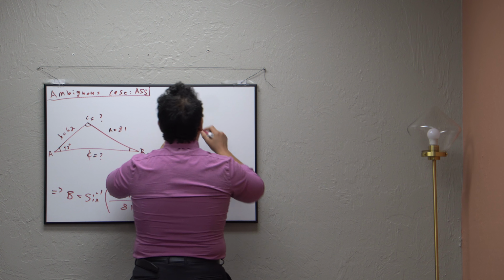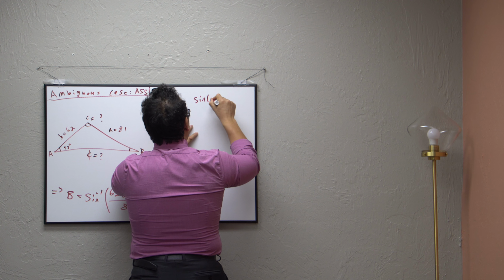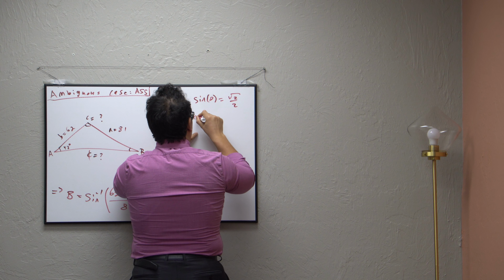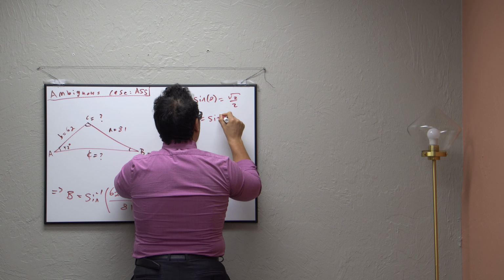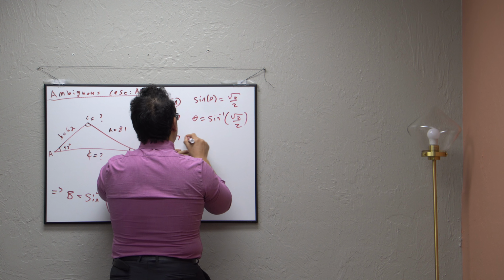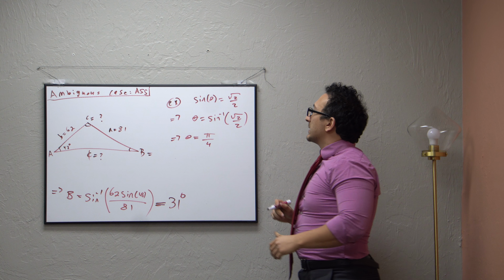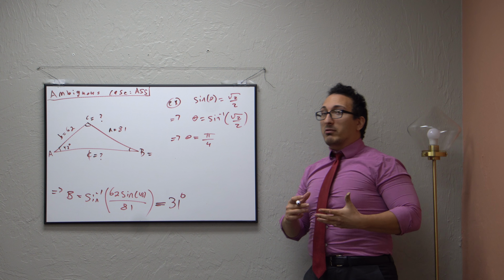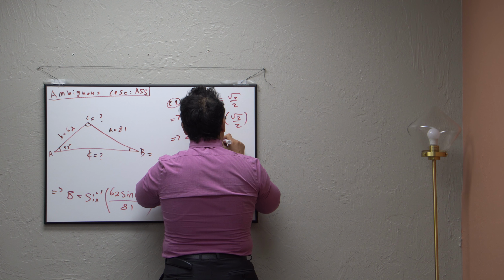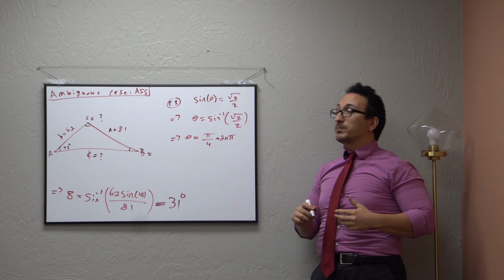So recall, for instance, here's an example. If we had sine of theta equal root 2 over 2, and I took the sine inverse of both sides, I would get theta is equal to the sine inverse of root 2 over 2. But notice that that means theta is not just pi over 4, right? Not only is it not just pi over 4, it's pi over 4 plus 2n pi, because that's the period of the sine function.